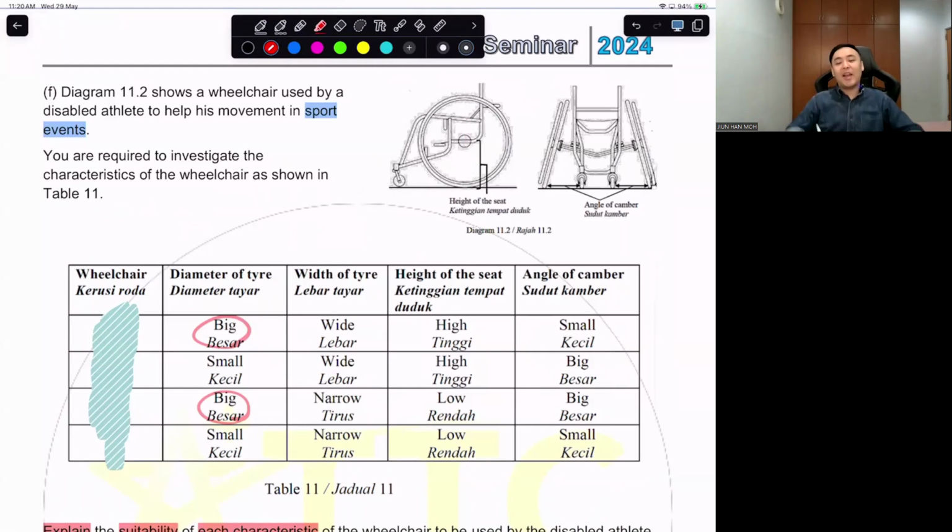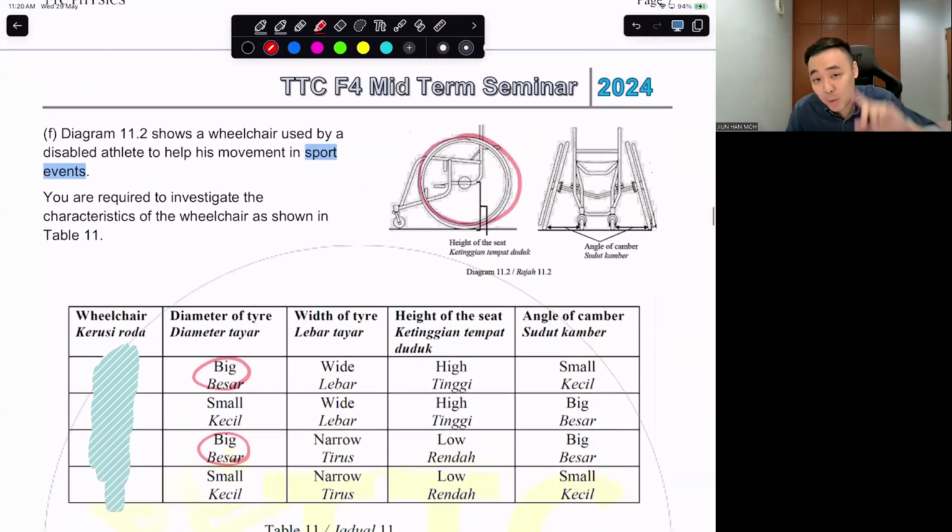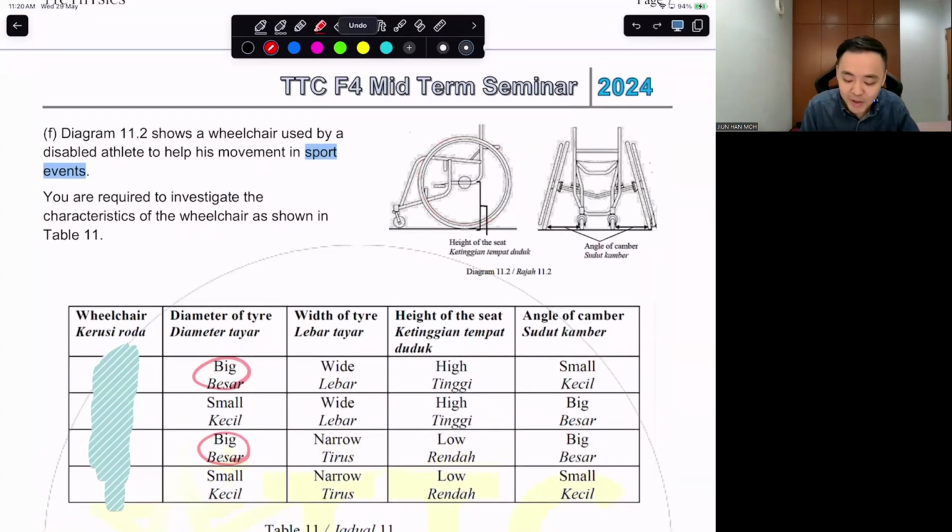So if you roll one time like that, you think about this. If your wheel is bigger, you know what's the advantage when you roll one time? When your wheel is bigger, when you roll one time, you travel more distance. Exactly. If your wheel is small, you roll one time, you travel a bit only, right?